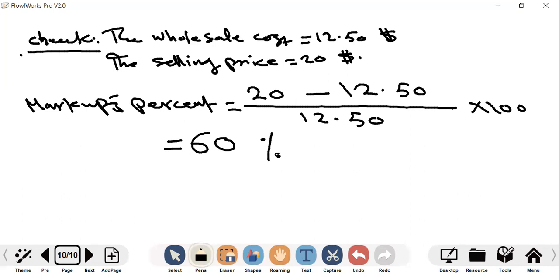So what's the difference between this idea and the previous idea? In the previous idea, they gave me the markup percent and the wholesale cost, and they wanted us to find the selling price. But here, I have the selling price and the wholesale cost, and I found the markup percent. Copy it, please. Go quickly. Copy it, please, guys.